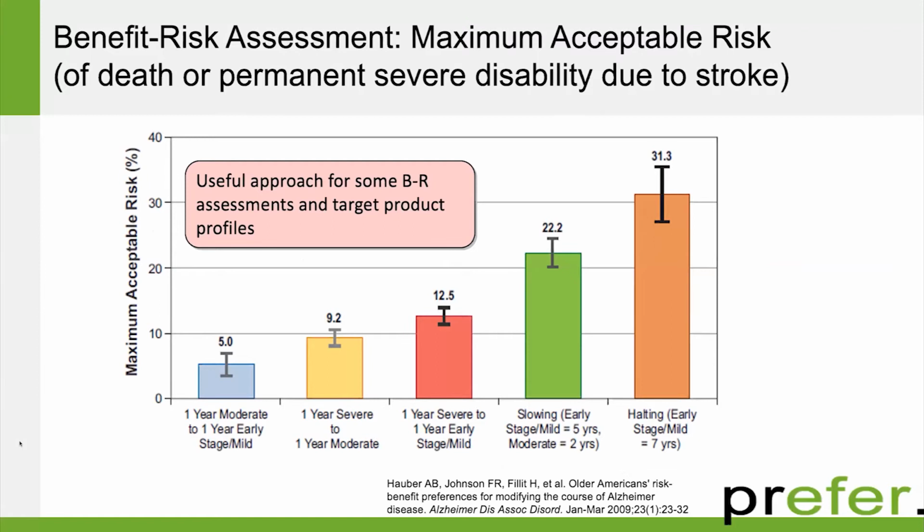So that was relative importance. Now, a very common tool that's used, or metric that's assessed from preference studies when you're using the preference study by itself is maximum acceptable risk, or MAR. This is an old example, but I always like it because of how surprising it can be. So this is in Alzheimer's, and people were asking, if I convert 1 year of moderate symptoms to mild symptoms, or 5 years of mild symptoms to moderate symptoms, to lesser symptoms, how much risk of death or severe disability due to stroke would you be willing to accept?